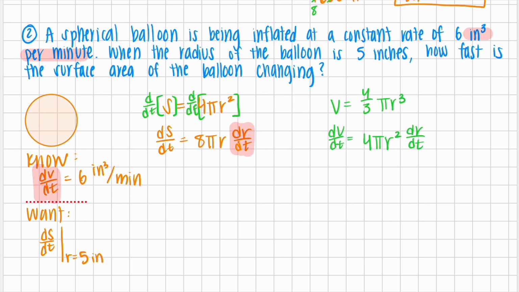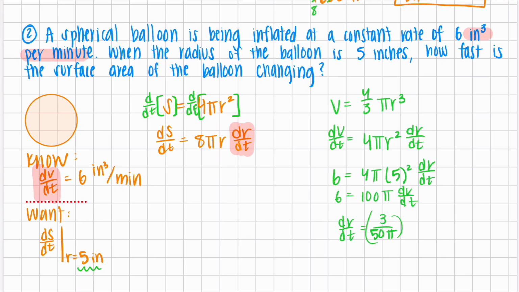From here, I'm going to plug into my dV/dt. I know that dV/dt is 6. I have 4 pi, and my r, I'm plugging in when r is 5 inches. I want to solve for dr/dt. So I get 6 equals 4 times 25, which is 100 pi dr/dt. That means dr/dt is 6 over 100 pi, or 3 over 50 pi. And that is what I'm going to plug into my dr/dt.